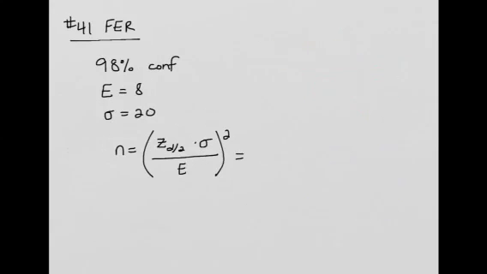Now for 41, we use a slightly different formula because we want to estimate a mean, and we want to know how large of a sample we need to estimate a mean. These tend to be a bit smaller than when we're estimating a proportion. The sample size tends to be smaller for the mean problems. Okay, so I have 98% confidence.